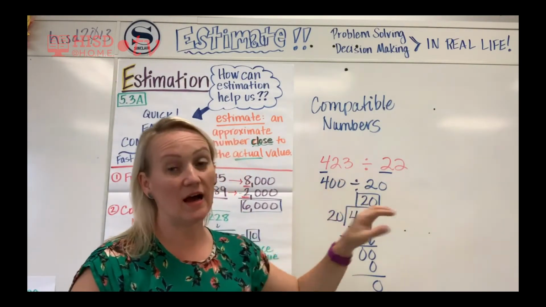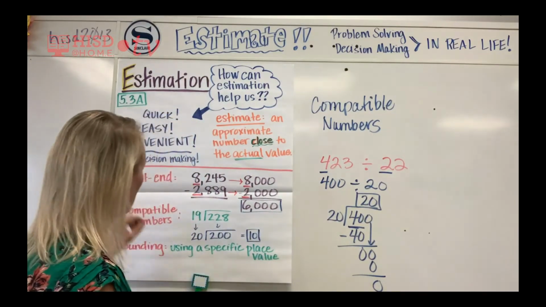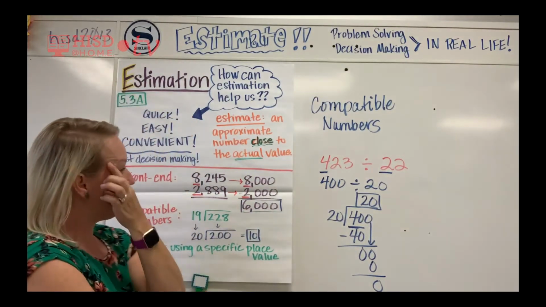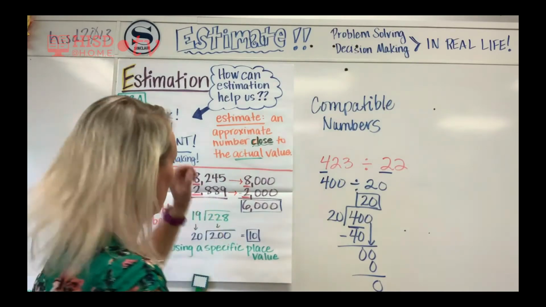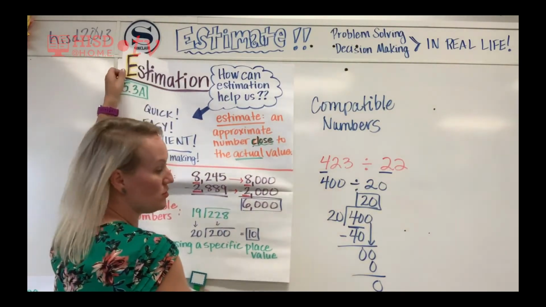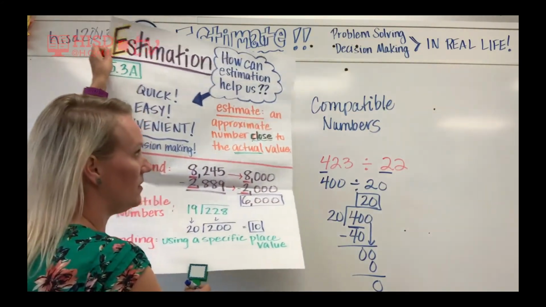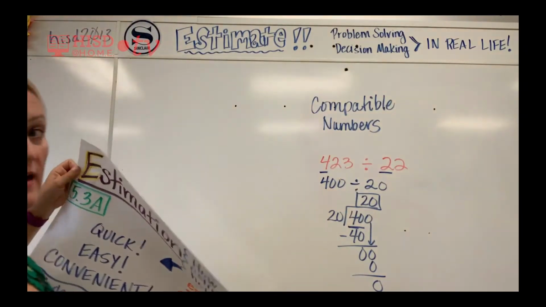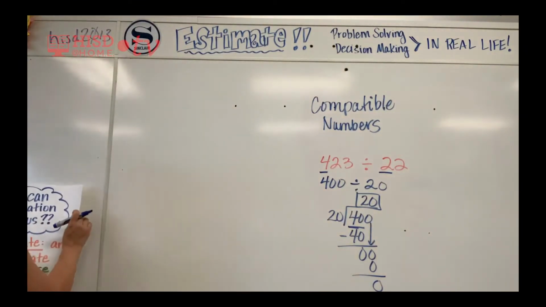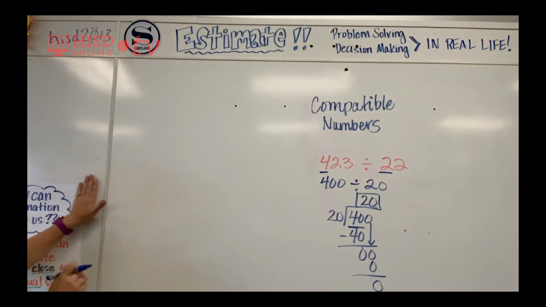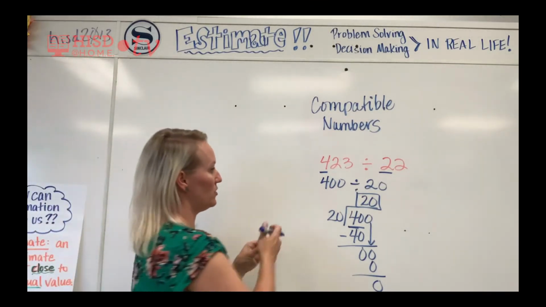But once again, I'm not getting the exact number. I'm getting a number that is close to that number. Okay? I'm going to move this so you can see the exact things I'm working on, and I'll move it back in a moment. Okay. So that's compatible numbers. So that's one example.